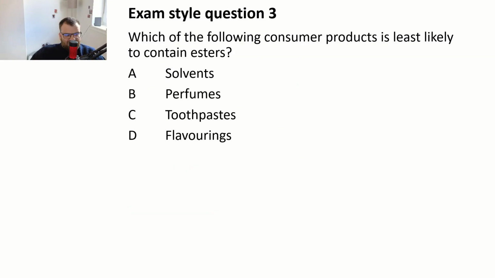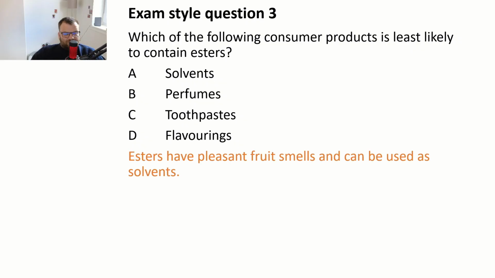In this question, we're asked which of these uses is least likely for esters. Well, esters have pleasant fruity smells. That means they are likely to be used in perfumes and flavourings. They are good at dissolving chemicals, which would make them good solvents. With toothpaste being more minty generally, that's less likely to contain them.